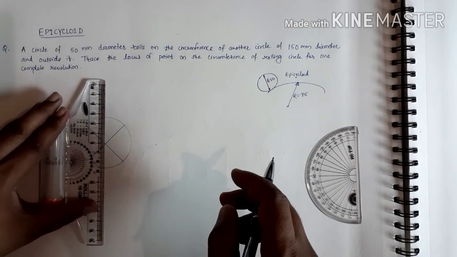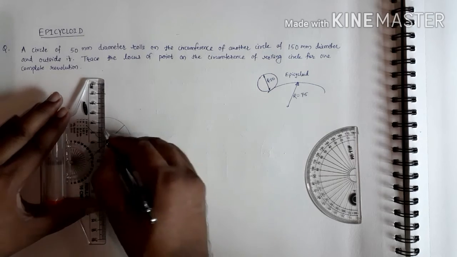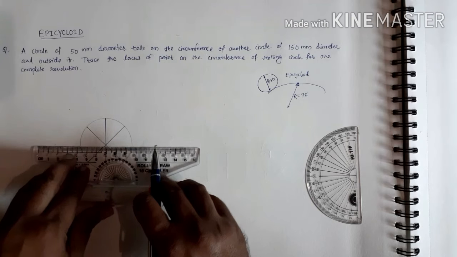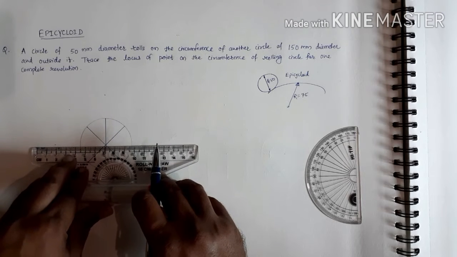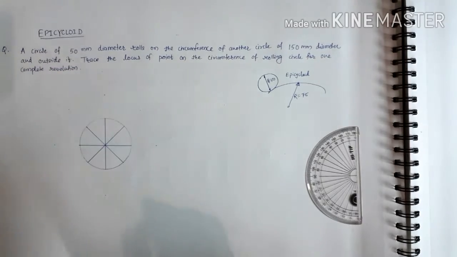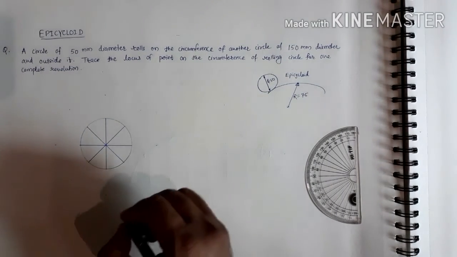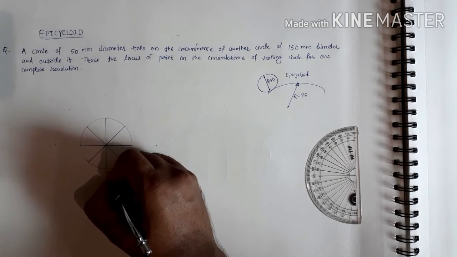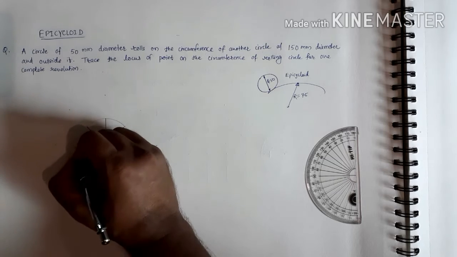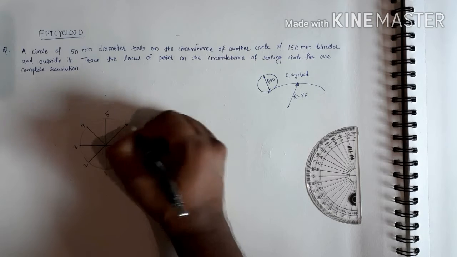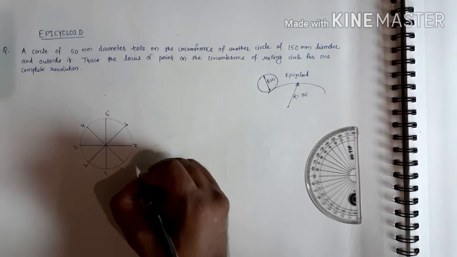Okay, join the points of 45 degree. See, this way circle is divided in 8 parts. So this is the first step. Divide the circle in 8 parts and give the points 1, 2, 3, 4, 5, 6, 7, 8.